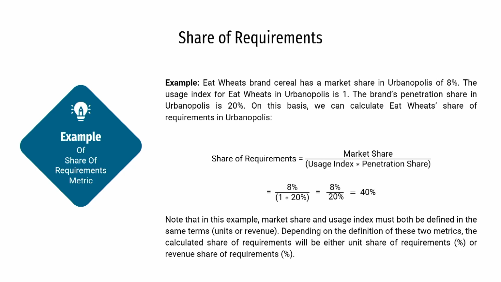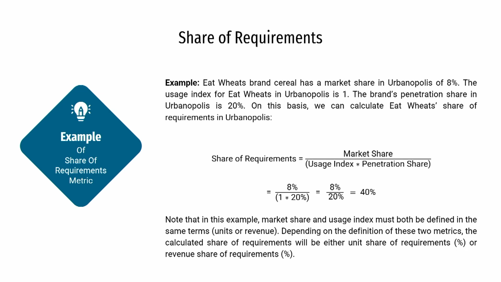Edward's brand cereal has a market share in the urban police of 8%. The usage index of Edward's in the urban police is 1, meaning the average usage of the customers of urban police is equal to the average usage of the overall category users. The brand penetration share in the urban police is 20%. Now, on this basis we can calculate the Edward's share of requirement in urban police.